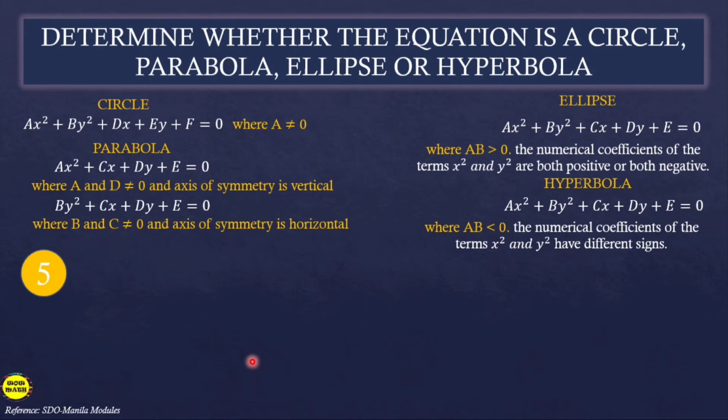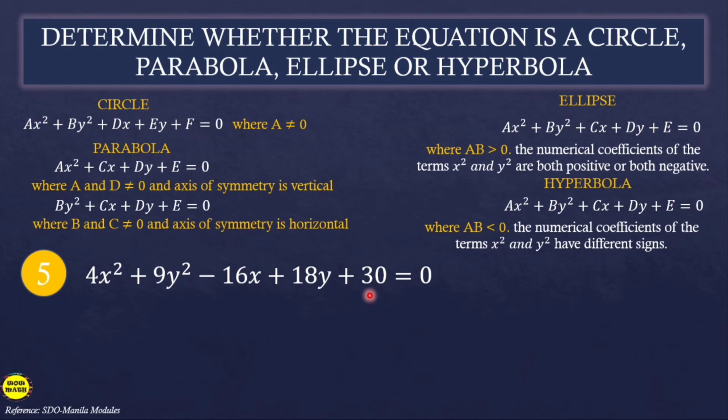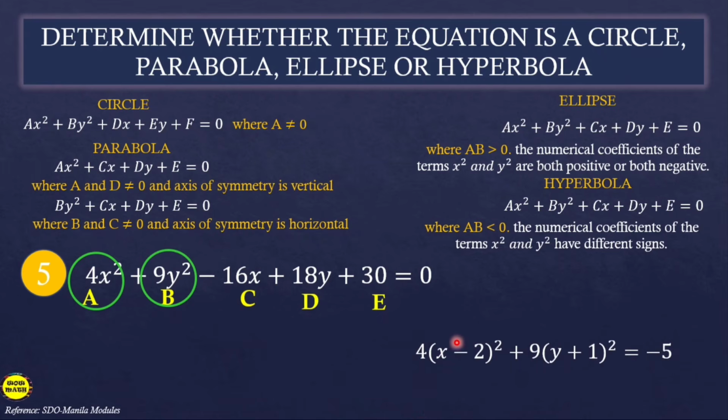Paano naman itong number 5? So sa number 5, we have 4x squared plus 9y squared minus 16x plus 18y plus 30 is equal to 0. So lahat meron naman. So kung titingnan natin yung sign ng x squared saka y squared positive, so ito ay ellipse. Pero kapag transform nyo ito class into standard form, ganito siya. 4 times the quantity of (x minus 2) squared plus 9 times (y plus 1) squared is equal to negative 5. Titingnan nyo yung right side, negative 5. So, kung titingnan natin yung equality class, dapat, di ba, positive yung nandito.